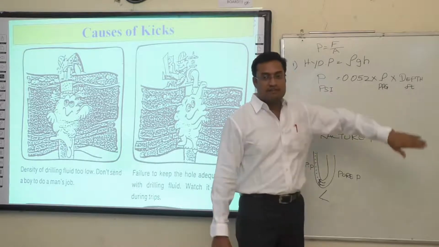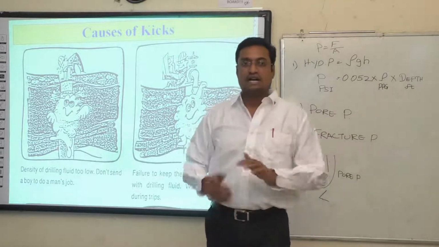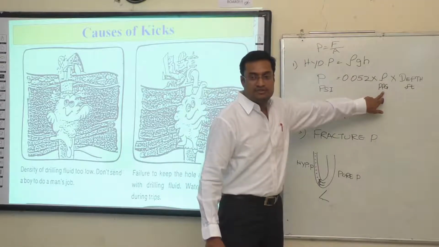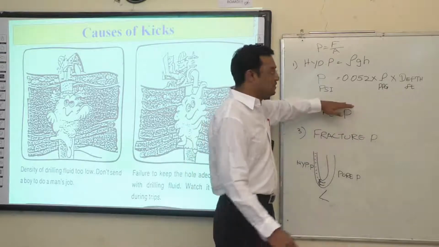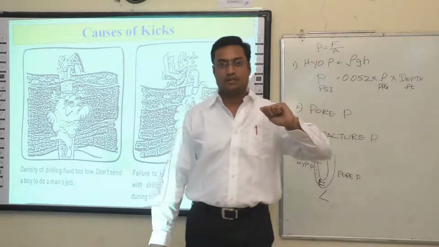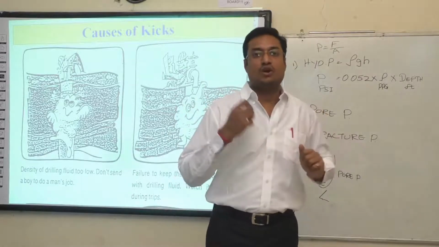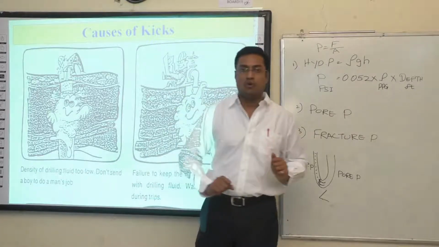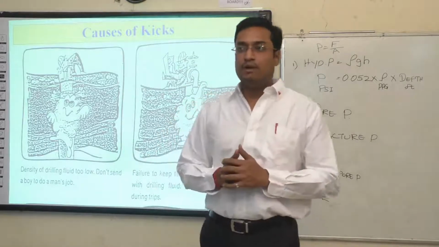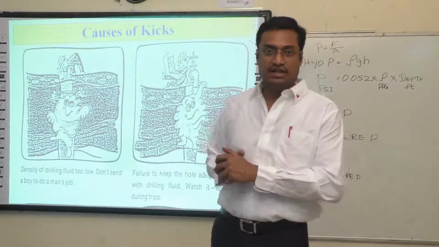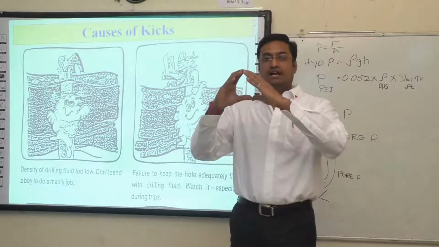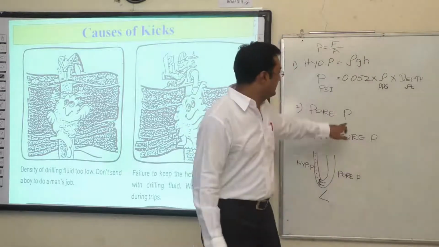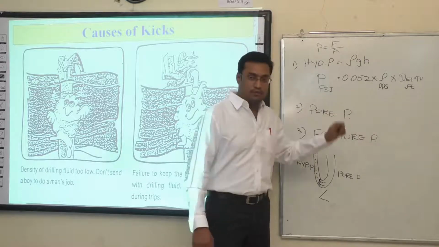So the density of the drilling fluid, what we are using at that depth, if it is not sufficient enough, or if it is not high enough to control the pore pressure, that will cause a leak. The density of the drilling fluid is too low. Instead of using a 9 ppg fluid, if you use a 8.8 ppg fluid, that means a drilling fluid of lower density, it will not give the required hydrostatic pressure to control the pore pressure.